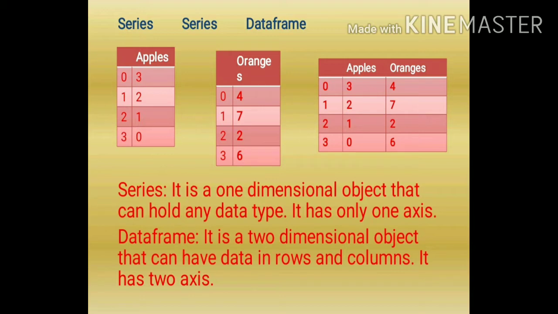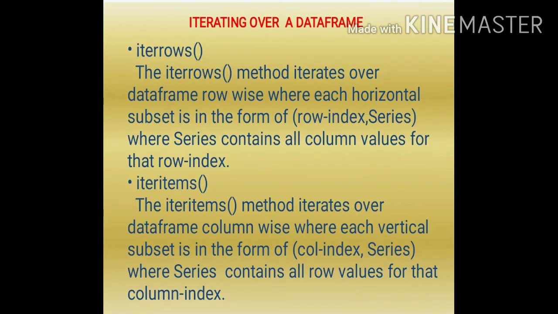Series is a one-dimensional object that can hold any data type. It has only one axis. If you can see these two examples of series, it has only one axis, one column is there, and indexes are provided for each and every element of the column. While a data frame is a two-dimensional object, it can have data in rows and columns. It has two axes. You can see it has two columns, apples and oranges, with an index for each and every element written in these two different columns. So this is the basic difference between data frame and series.